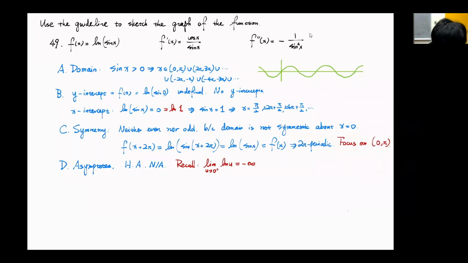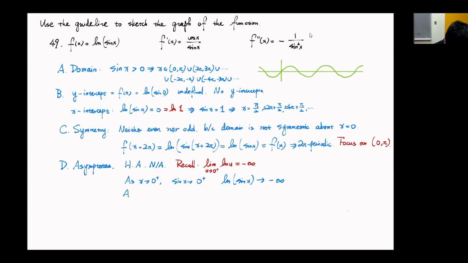With this in mind, let's investigate what happens at the endpoints of the domain. As x approaches 0 from the right, you see from the graph of the sine function that sine of x will also approach 0, and you should know that sine of x is approaching 0 from above. Because sine of x is approaching 0 from above, natural log of sine of x as x approaches 0 from above will be approaching minus infinity. Okay, so this is what happens at the endpoint.